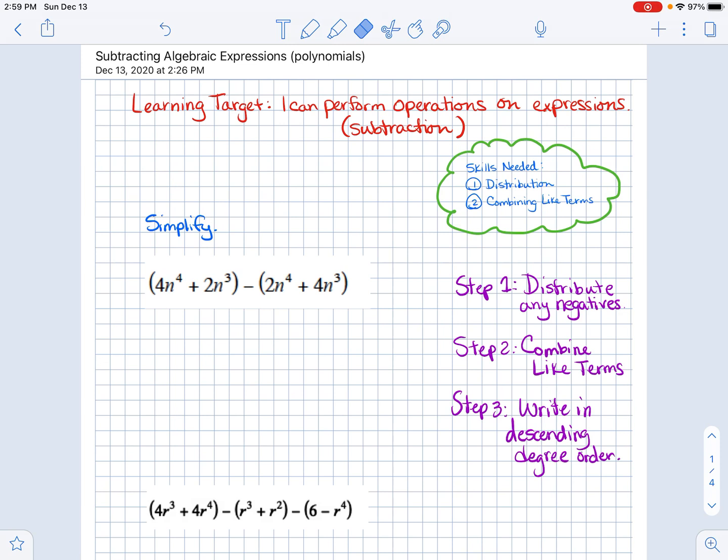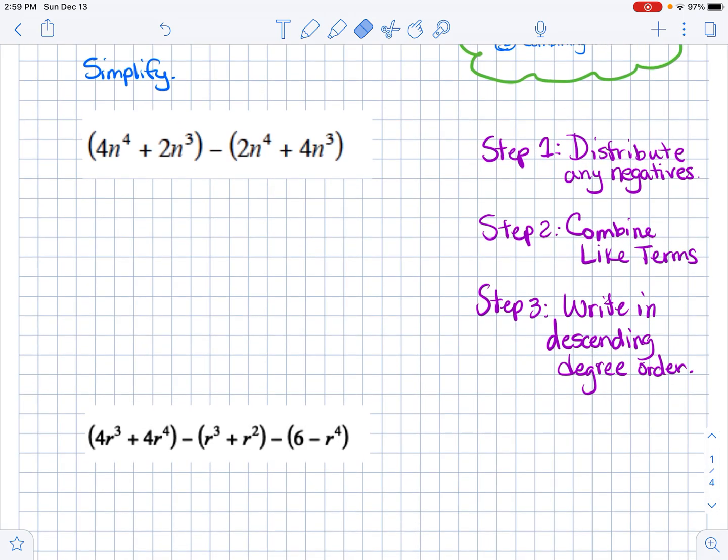And subtraction is going to involve what we learned when we did addition and when we did multiplication. We're going to have to use both the distributive property as well as the skill of combining like terms. So what we're doing here is we're subtracting algebraic expressions from one another, and we are simplifying those expressions. All right, I broke it down into a few basic steps. Step number 1, we're going to distribute any negatives through parentheses. Step number 2, we're going to combine our like terms together. And step number 3, we're going to make sure we write our final expression in something called descending degree order. We'll talk about that in just a minute. Let's take a look at the first example.